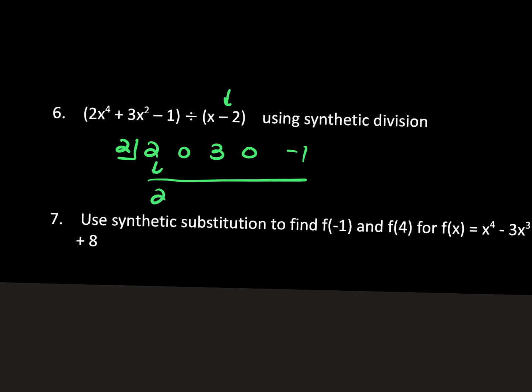Start off, bring the 2 down. Every time you bring a number down, multiply by what's in the box. 2 times 2 is 4. Add, multiply by what's in the box. Add, multiply by what's in the box. Add, multiply by what's in the box. Boom. Remember the last number right there is your remainder.